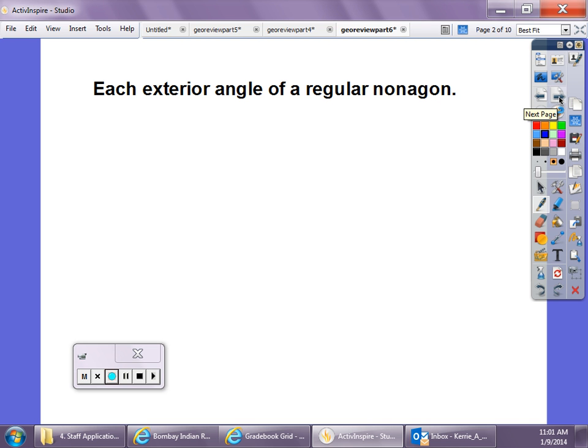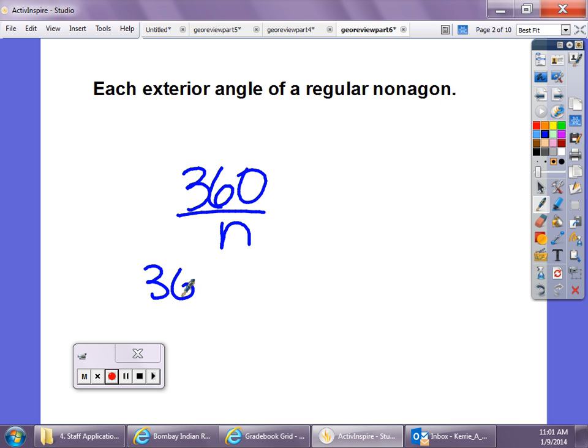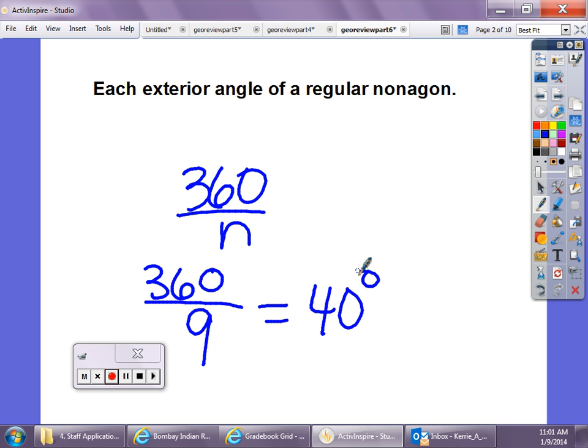The next one, exterior angle. What is the formula for exterior angle? 360 divided by n, okay? So 360 divided by nonagon. How many sides does a nonagon have? 9. 360 divided by 9 is 40 degrees. Everyone okay with that? Okay, can I change the screen? All right, the next one.